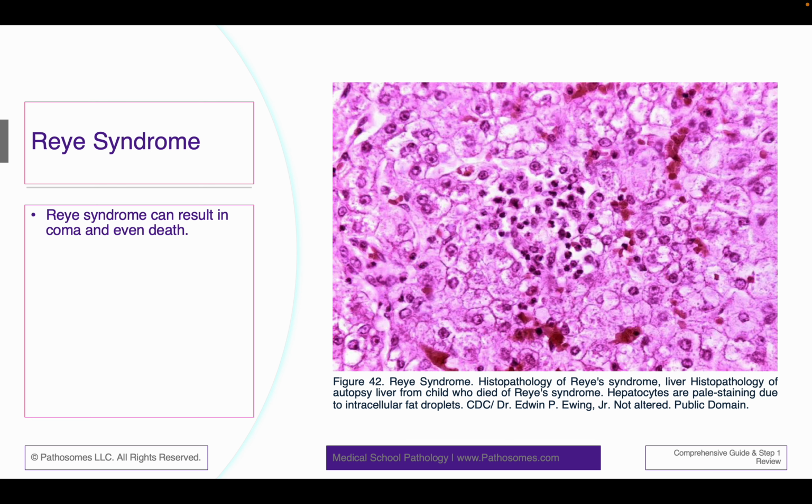To the right, we can see histopathology from a patient with Reye syndrome. This is from an autopsy. We don't want to see a child at an autopsy over something like this, okay?